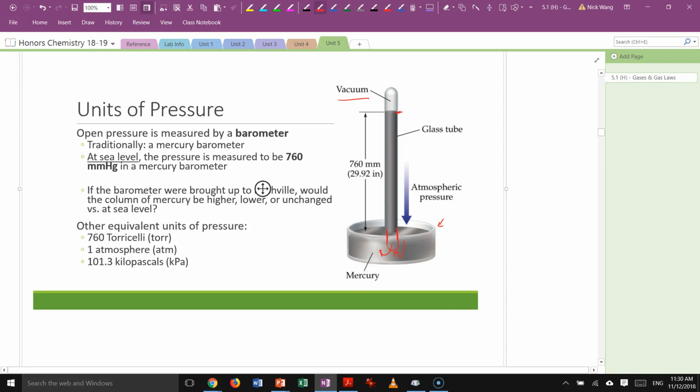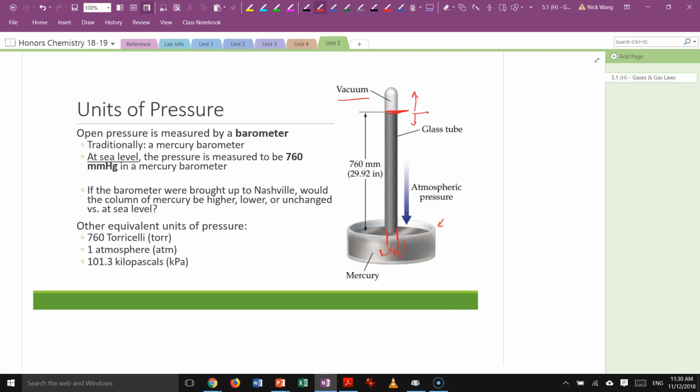So if you brought the barometer up to Nashville, which is very much not at sea level, it's significantly higher, would the column of mercury be higher, lower, or unchanged versus at sea level? So would this level right here, would you expect that level to be higher, lower, or the same if you took it from sea level up to Nashville? I want you to think about that, and we'll talk about the response when we come back.